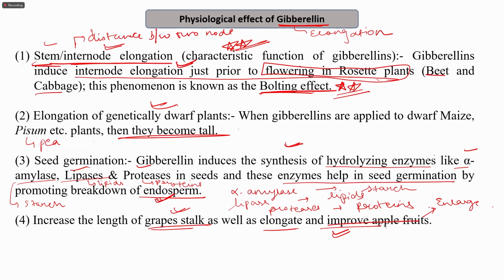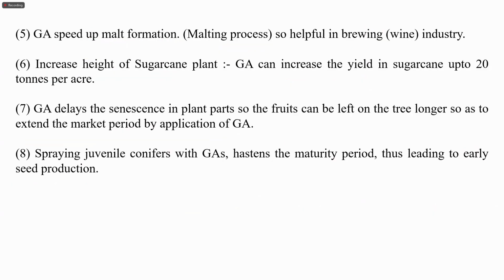Third is seed germination. It induces the synthesis of hydrolyzing enzymes like alpha amylase, lipase, and proteases that finally result in seed germination by promoting the breakdown of endosperm, and it leads to an increase in the length of the grape stalk. Also, GA speeds up malt formation. So it helps in the malting process, which helps the brewing industry.